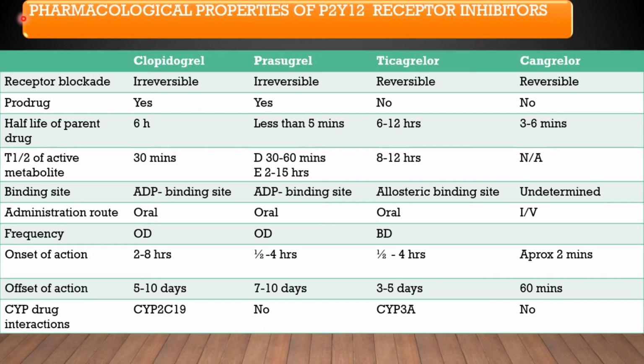Clopidogrel is a second generation P2Y12 receptor antagonist, and prasugrel is a third generation P2Y12 receptor antagonist. The other thing is that the active metabolite of clopidogrel is highly unstable, and it has a half-life of 30 minutes. On the other hand, the active metabolite of prasugrel is comparatively stable, and that's why the effect of prasugrel can last up to 7 to 10 days, while that of clopidogrel might last 5 to 10 days.